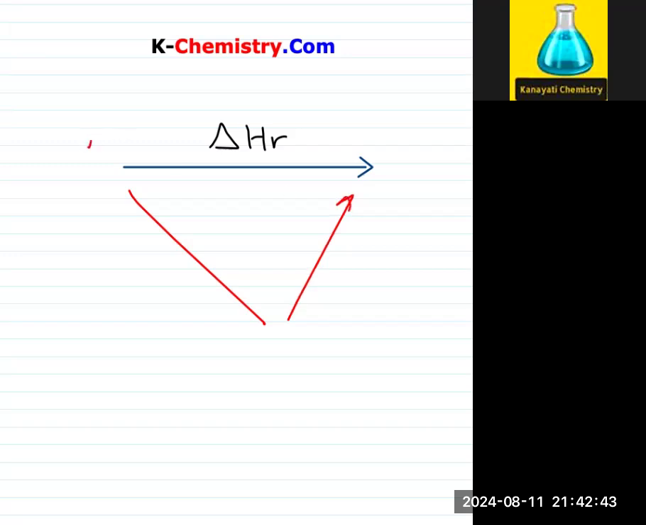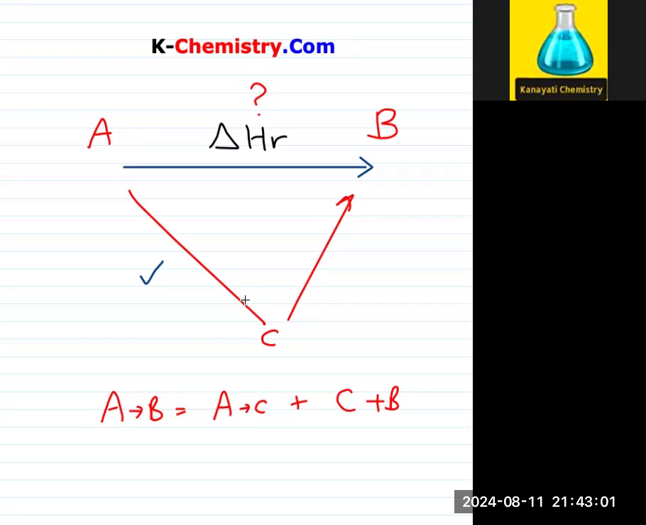So from A to B is equal to A to C plus C to B. But in the reaction that I already have, this is the one that was wanted, and this one I have, because I have the value of the formation of A. Remember that you want to move like that, while the value you are given is actually the formation of A.